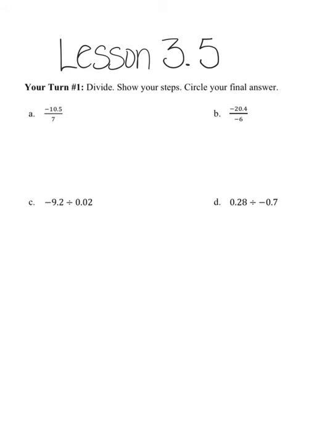This is Mrs. Reister with lesson 3.5, your turn number 1. For question A, we've got negative 10.5 divided by 7.